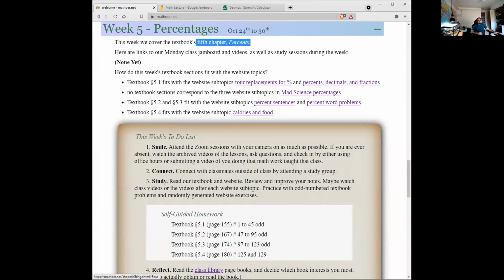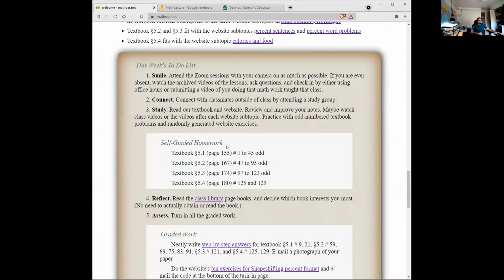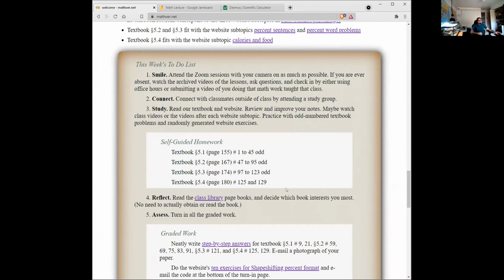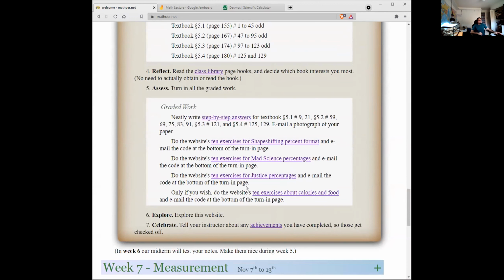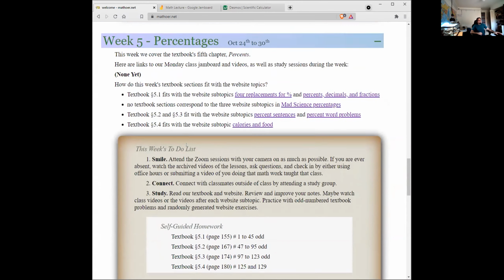As always, I'm going to go over my Math 20 notes to focus on the common confusions, things that you might not have had explained to you very well before. Do as much self-guided homework as you need, then turn in the graded work. One of them is a Math 25 topic that's optional. That's how this week will go.